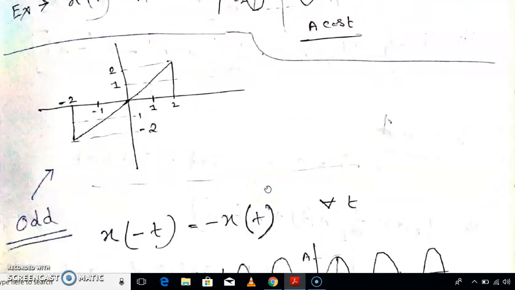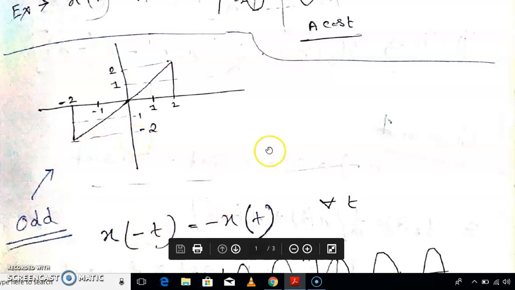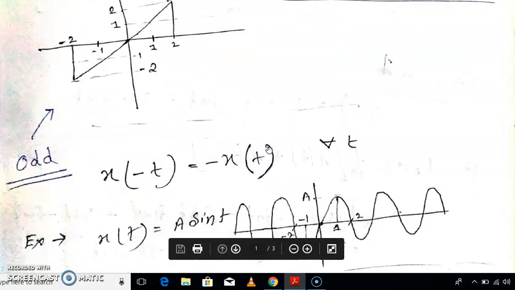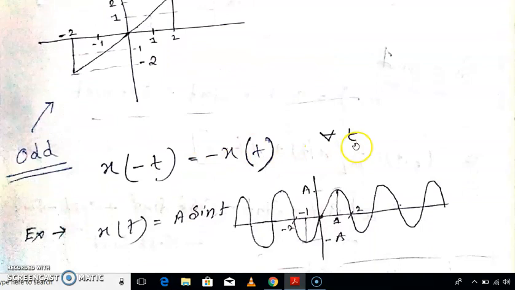Now, if we see this example, here is positive time and here is negative time. For t equal to 1, the value is 1. For t equal to 2, the value is 2. Here, for t equal to minus 1, the value is not 1, but minus 1. For t equal to minus 2 the value is minus 2. So here x of minus t is not equal to x of t.